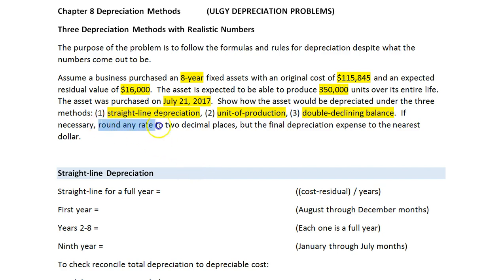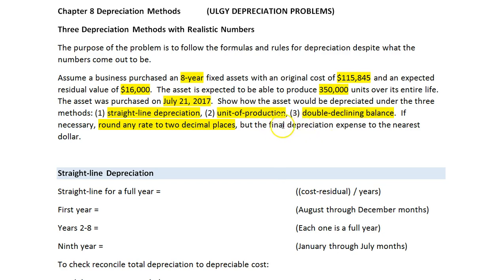What we're going to do is round any rate to 2 decimal places. Keep in mind that a percent is already in 2 decimal places, right? It's defined as being out of 100. So 10%, the decimal is 0.10, so it's already in 2 decimal form. So I'm not going to carry a percent to 2 decimals. They're already in 2 decimal places.